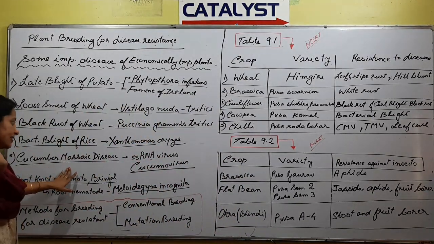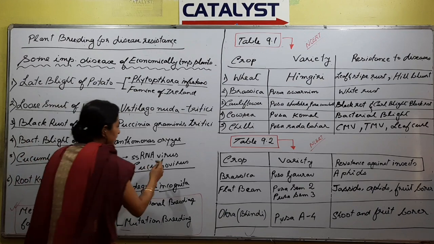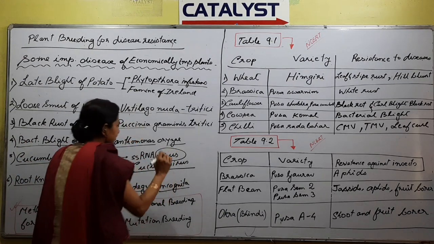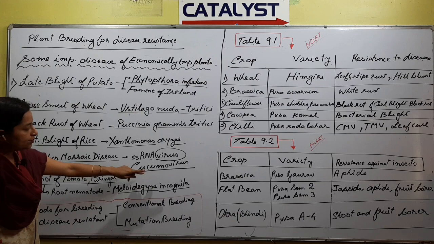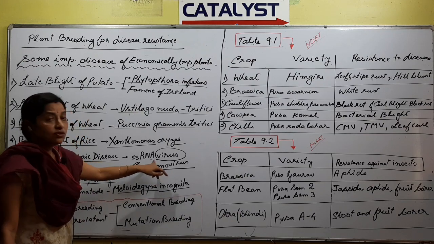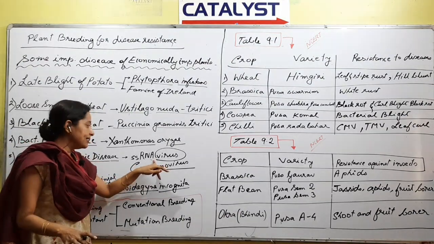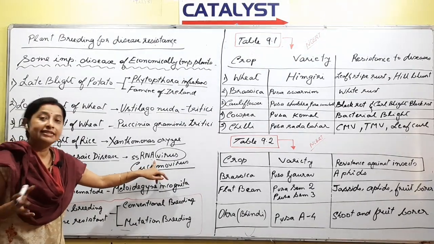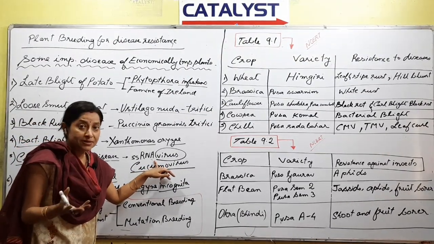So what causes cucumber mosaic disease? We have to remember it is caused by a virus. And what is the name of the virus? It is cucumovirus, right? When we talk about viruses, again we have to discuss whether it is an RNA virus or DNA virus, single stranded virus or double stranded virus.